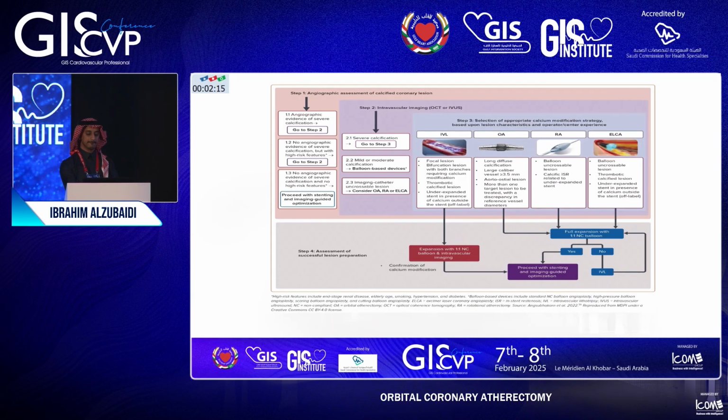And here, rota ablation is used if the balloon is not crossable, and it is good for in-stent restenosis because, as we said, it's monodirectional and front cutting, so it will not damage the struts of the stent. But orbital can go with long diffuse calcification, with large vessels and aorto-ostial lesions.